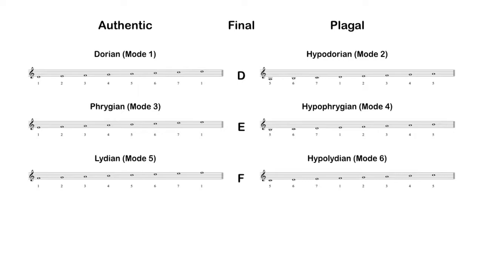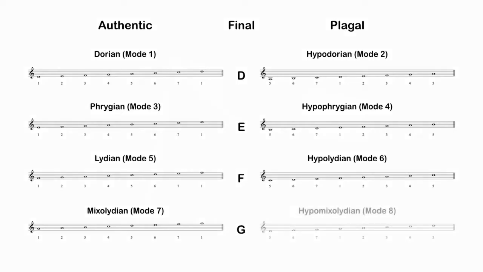So the Hypolydian mode has a range of C to C with a final of F. Finally, we have the Mixolydian mode, which goes from G to G, final on G. And its plagal partner, the Hypomixolydian mode, is a D to D pitch collection with a final on G.